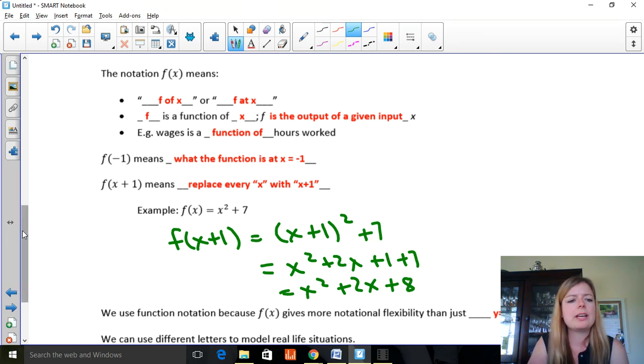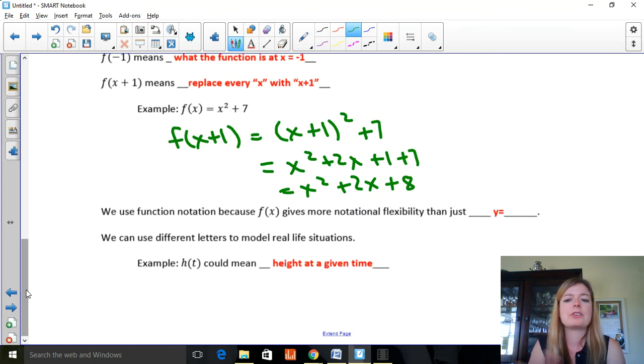We use function notation because it's a lot more flexible than just y equals, and it can be used not just with f and x, but with lots of different letters like h at t, for example. So that's your basic overview. I know the domain and range part took quite a while, but that's a key part that I find students have trouble with, so that's why I spent so much time on that.